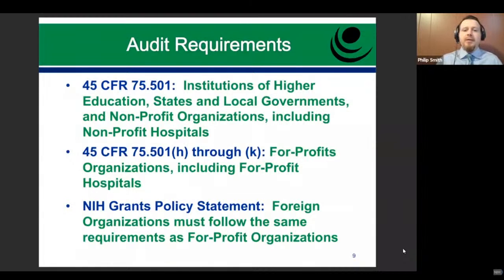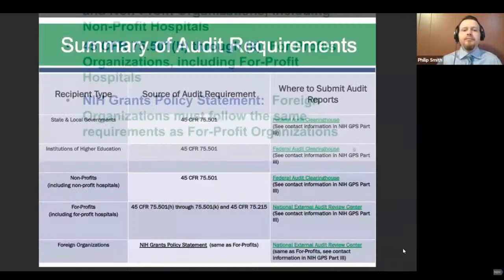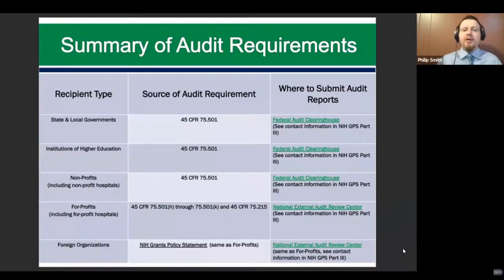Now let's take a look at audit requirements. Listed here, we have the different audit requirements for the different types of institutions. Please note that foreign organizations will follow the same audit requirements as for-profit organizations. When thinking about audit requirements for NIH awards, one key point to remember is that any institution that expends $750,000 or more is subject to audit requirements. Next slide. And here we provided a summary of the audit requirements.